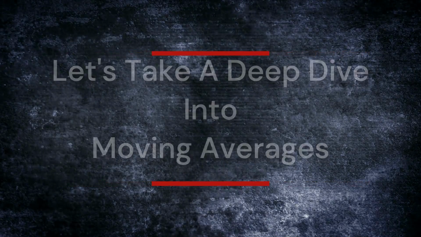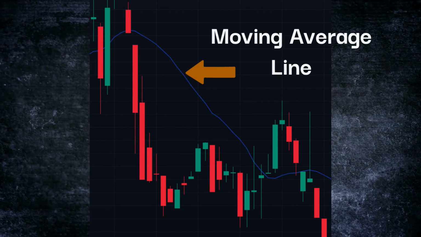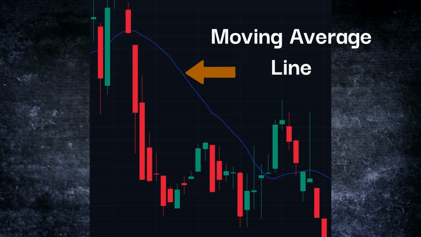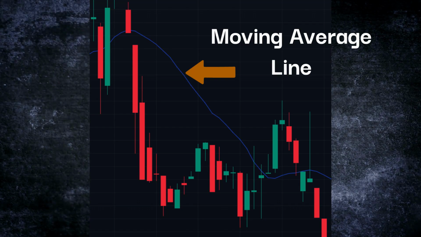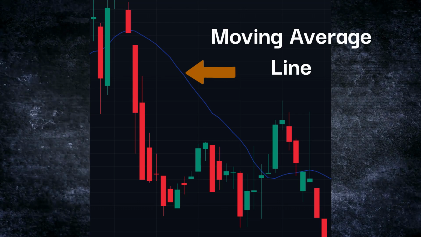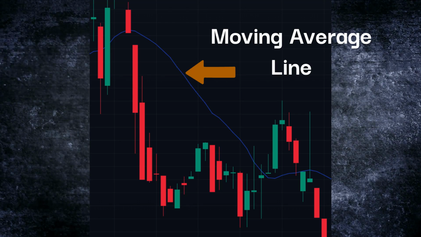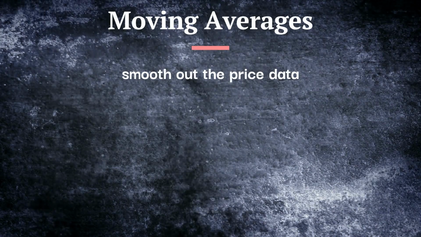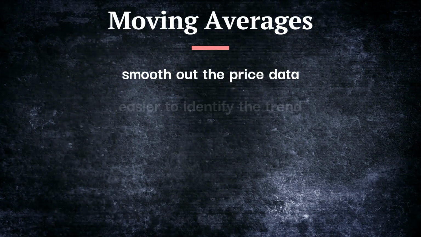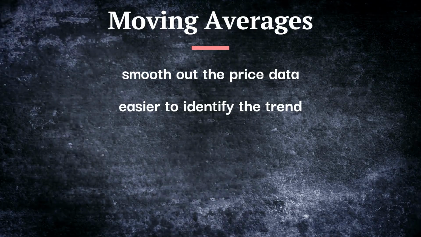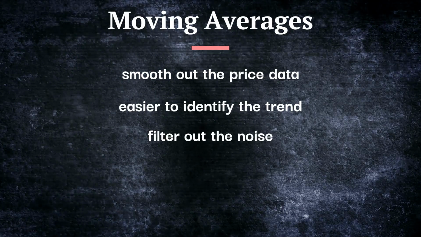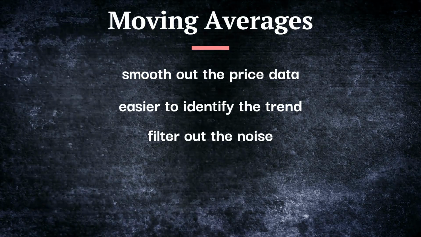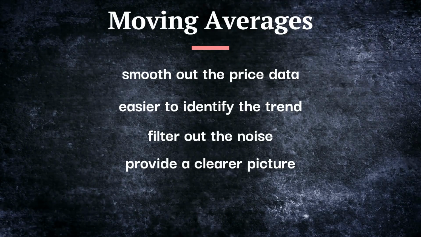So, let's get started. A moving average is a line that is plotted on a chart, which is calculated by taking the average of a given set of data points over a specific period of time. This data could be the closing price of a stock, for example, or some other relevant piece of information. The purpose of a moving average is to smooth out the underlying data, making it easier to identify the underlying trend. By filtering out some of the noise that is present in the raw data, moving averages can provide a clearer picture of the direction and strength of the trend.